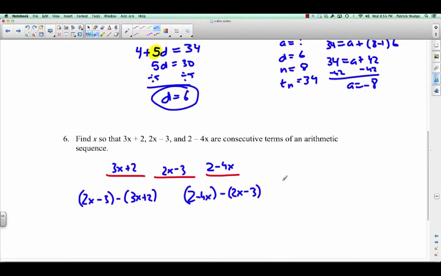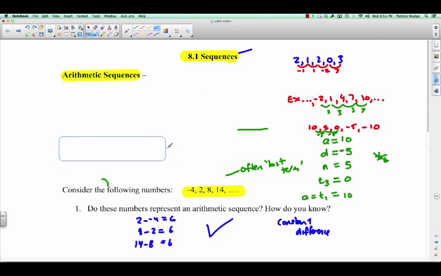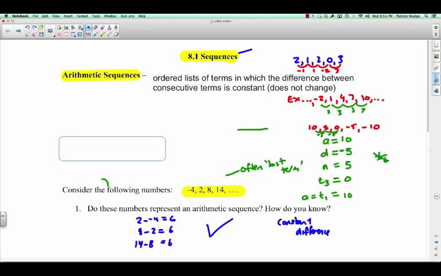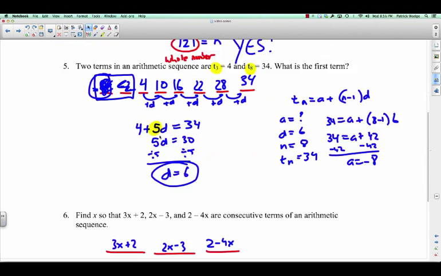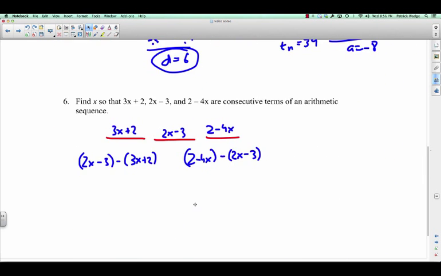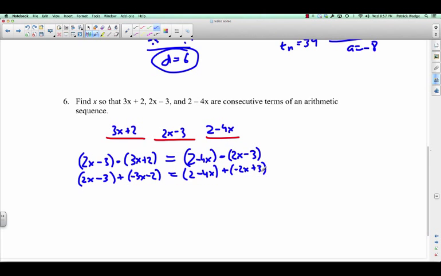What do you know about the differences in an arithmetic sequence? In an arithmetic sequence, the differences are constant. They have to be the same. So in other words, this difference and this difference should be equal. You solve this, you got your answer. So let's do it. 2x minus 3, take away 3x plus 2. Remember, this take away refers to everything here. If you want, you could rewrite this as 2x minus 3 plus, change everything in here, negative 3x minus 2. You don't have to do it that way, but you can. I'll do the same thing here. Keep the first one the same, change your negative to a plus, and then change everything in here, negative 2x plus 3. You don't have to do that.